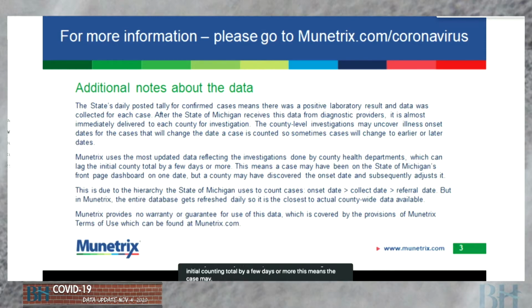This means a case may have been on the state of Michigan's front page dashboard on one date, but a county may have discovered the onset date and adjusted it. The reason for this is due to the hierarchy the state of Michigan uses to count cases: onset date, collect date, referral date. But in Munetrix, the entire database gets refreshed daily, so it is the closest to actual county-wide data available. Also, a disclaimer that Munetrix provides no warranty or guarantee for use of this data, which is covered as part of the provisions of Munetrix terms of use, which can be found at munetrix.com. But again, that same database that mi.gov has as far as what they're showing to the public, that was in the slide before, so anyone can go there, click on daily cases, and find that as well. Next slide.